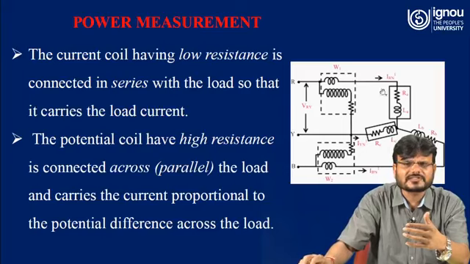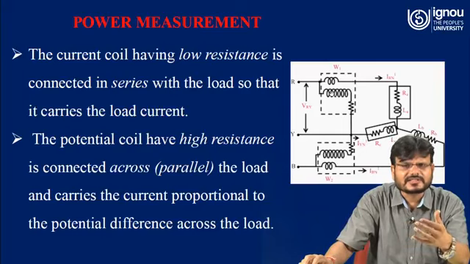So here you can see that the wattmeter has two coils, one is the current coil and another is the pressure coil. The current coil has fewer turns and the diameter of the conductor will be more, and the pressure coil will have more turns and the diameter of that conductor should be less.